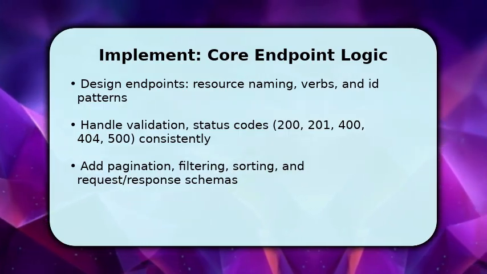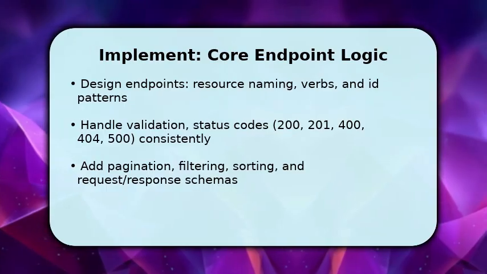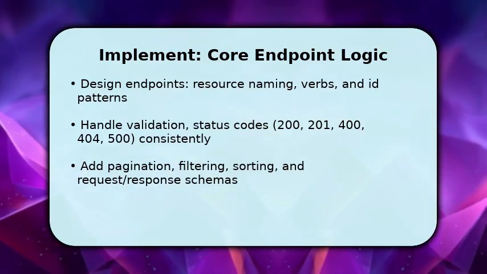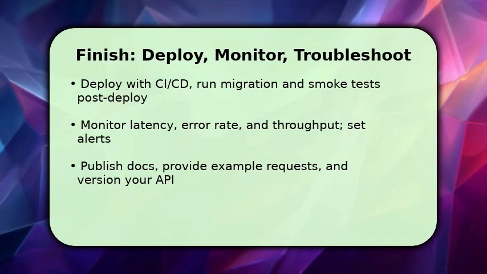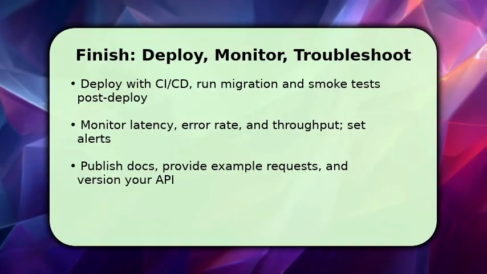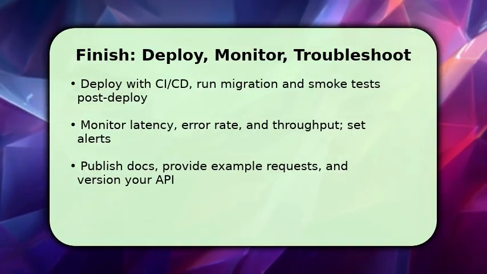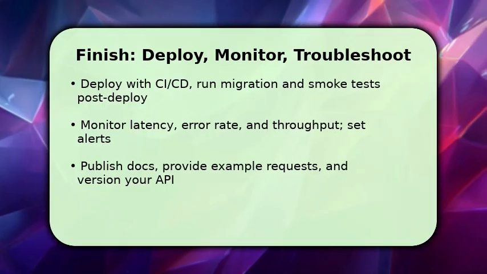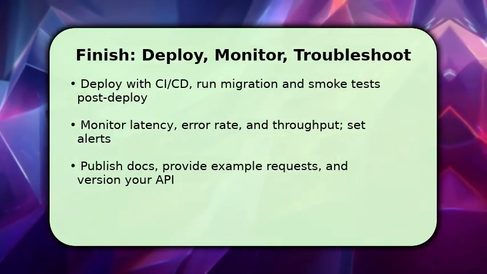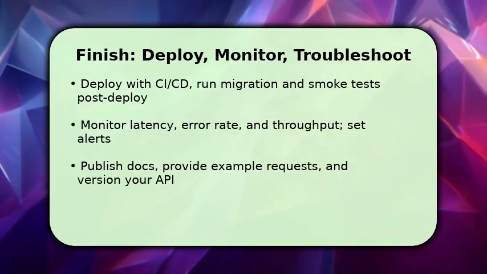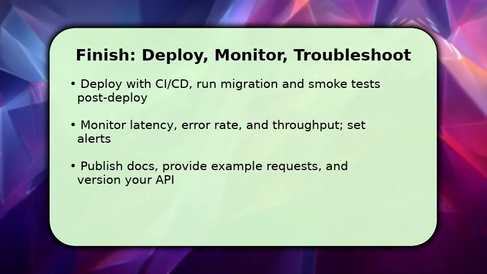Finally, write unit and integration tests that simulate edge cases, which ensures behavior under load and during schema changes. To finish, deploy via your CI/CD pipeline and run smoke tests against the deployed base URL to verify routing and auth. Once live, monitor latency, error rate, and throughput. Set alerts for thresholds so you react fast.